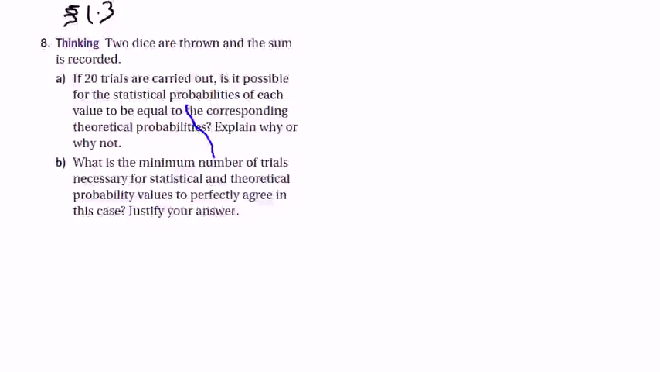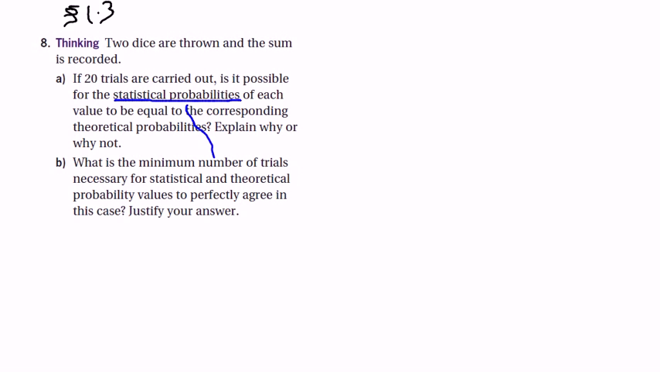Part A, if 20 trials are carried out, is it possible for the statistical probabilities of each value to be equal to the corresponding theoretical probabilities? The new term there we haven't seen, statistical probabilities, is synonymous with experimental probabilities. So when it says statistical, it's just another way of saying, is it possible for the experimental probabilities to be equal to the theoretical probabilities?